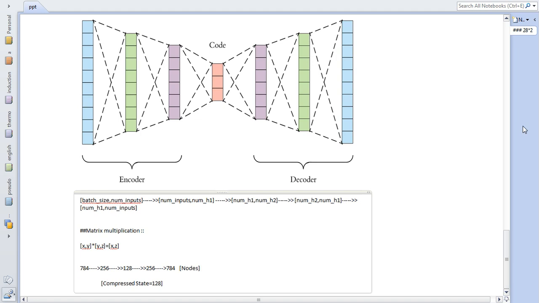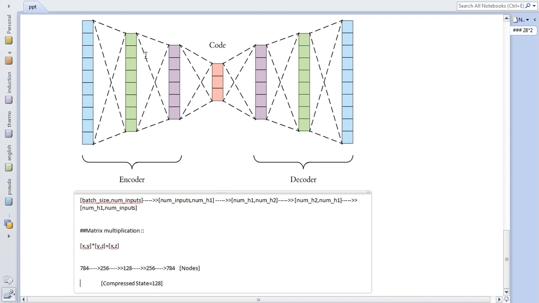So we will be taking an example of the MNIST data set and we will try to see how we can implement autoencoders in TensorFlow. So let's see an example of this simple neural network autoencoder.